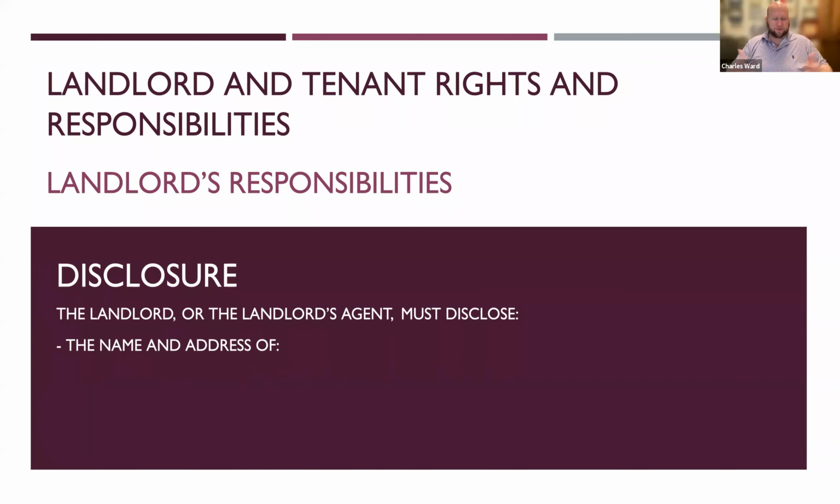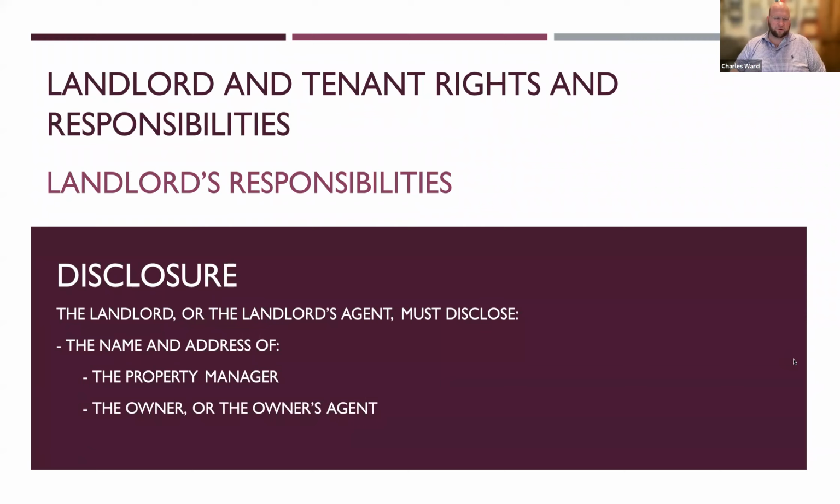For a big property, maybe a 150 unit apartment building that's owned by a big corporation, the owner is probably going to have an agent. So they need to be able to know who to contact in case there's an issue with the property. Also need to be able to know who the owner's agent is to contact if there's an issue that would normally require the owner's attention.